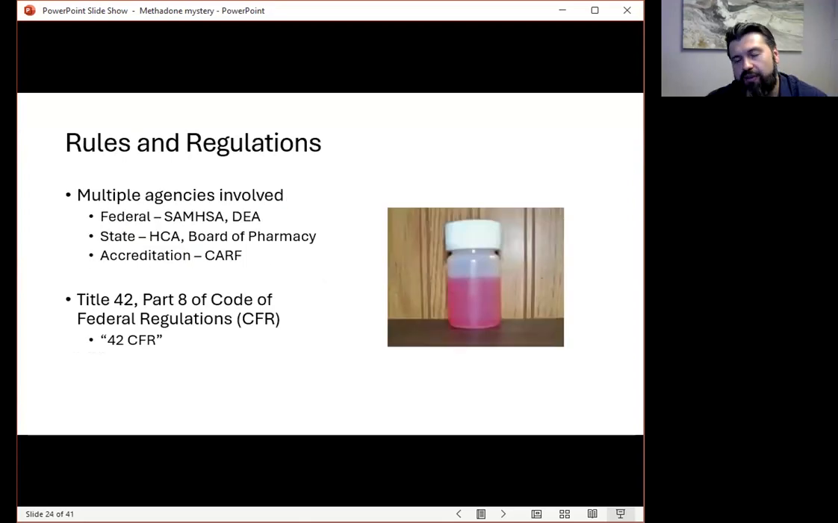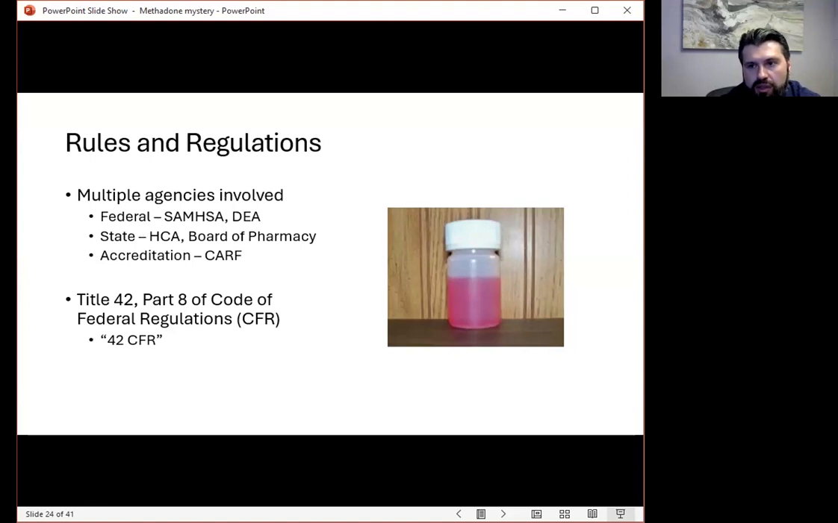I think by far this is one of the most regulated pieces of medical treatment I've ever been involved with. There are multiple agencies involved when it comes to methadone, federal, state, and other pieces too. Federal, there's SAMHSA and the DEA. State, there's the Healthcare Authority and the Board of Pharmacy. There are accreditation bodies that are unique to the methadone world. But really, all of this boils down to what's known as 42 CFR, or Title 42, Part 8 of the Code of Federal Regulations.